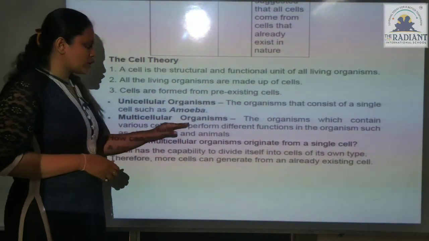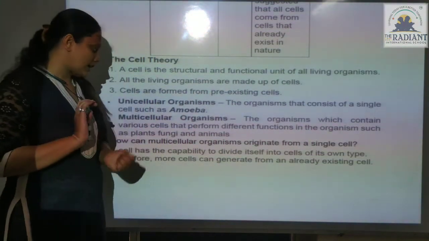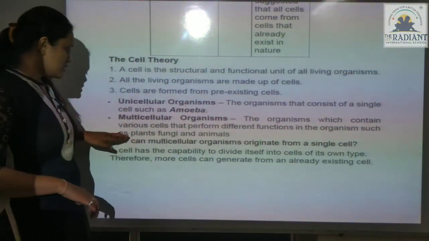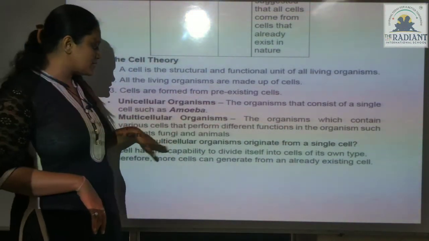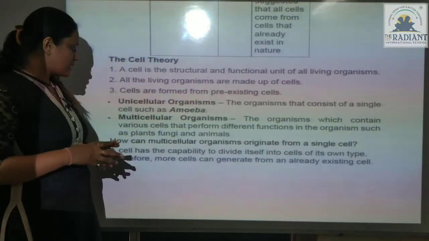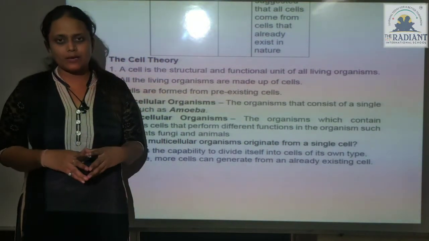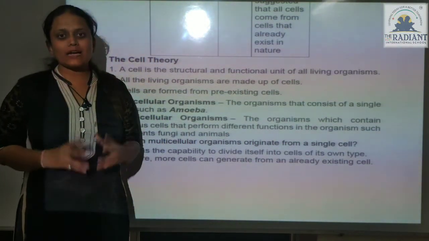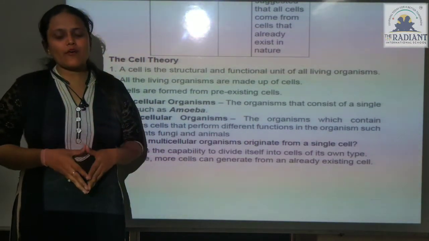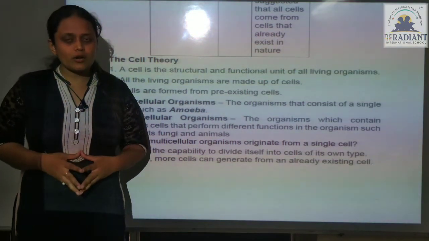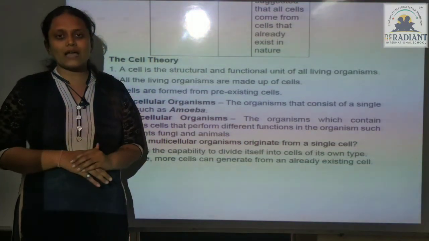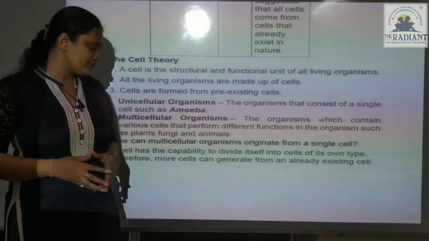Then comes multicellular organisms. These are organisms which contain various cells that perform different functions in the organism, such as plants, animals, and fungi. So by the statement, we can see that the organisms which contain various cells have n number of cells in their body, and all cells are assigned a particular function to do, and that type of organism is known as a multicellular organism. In simple words, multicellular organisms show division of labor.